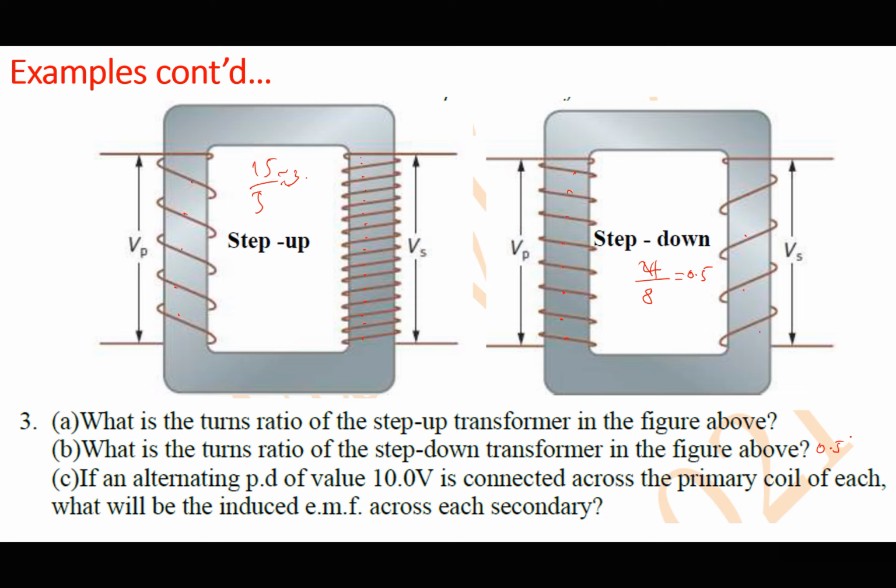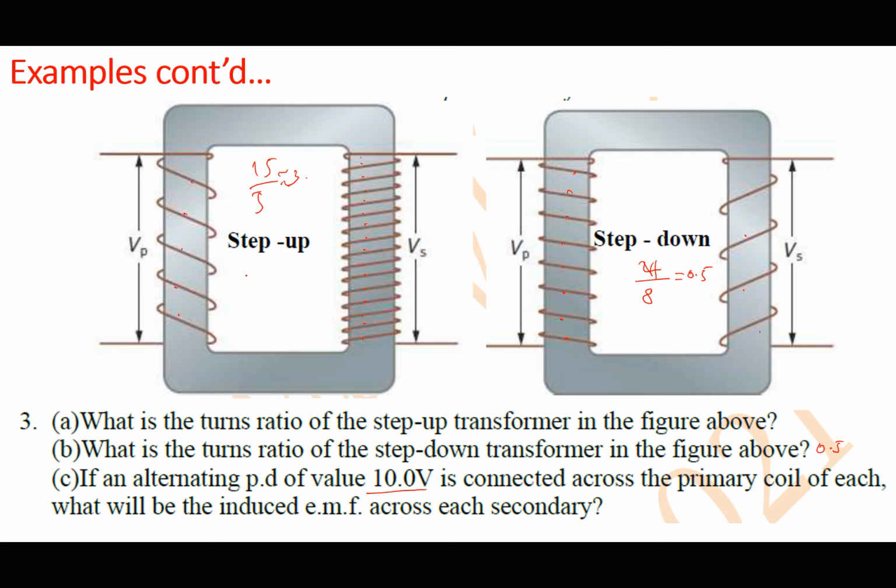If an alternating PD of value 10.0 volts is connected across the primary coil of each, what will be the induced EMF across the secondary? So we want to find the induced EMF across the secondary for each, if the input in the primary is 10 volts. So now that we have the turns ratio, we want the induced EMF from the secondary.